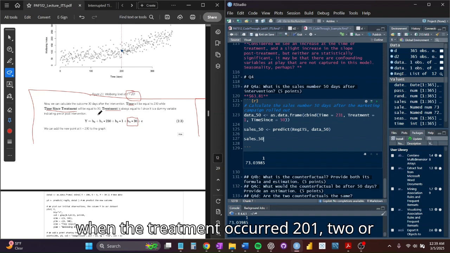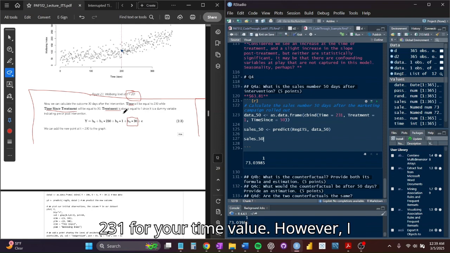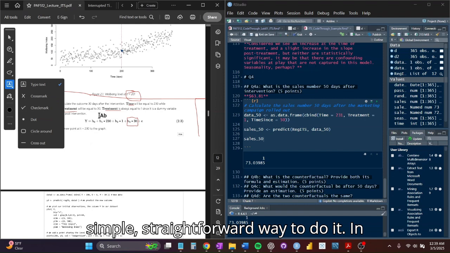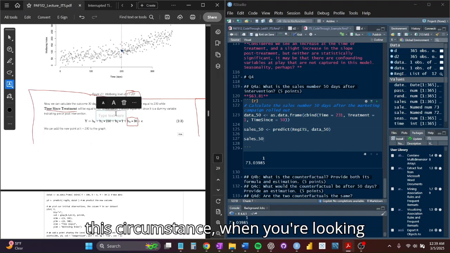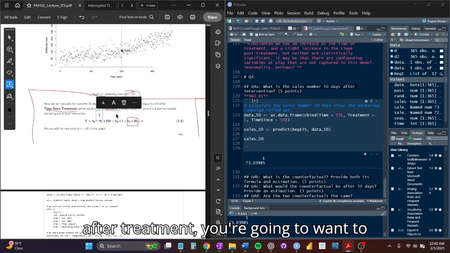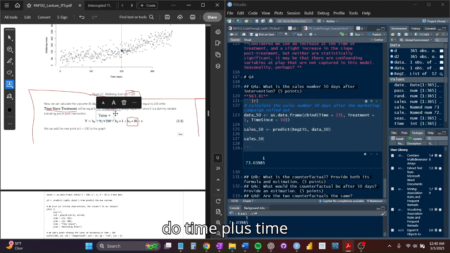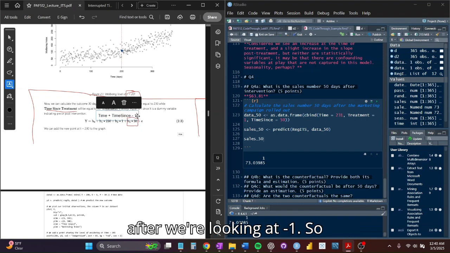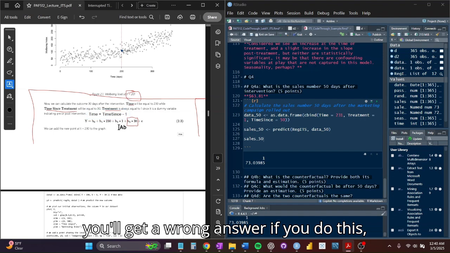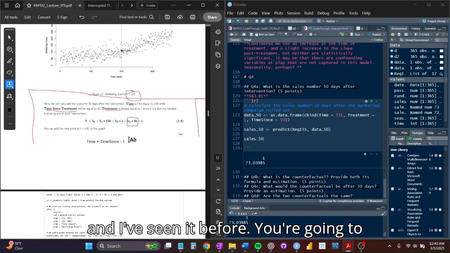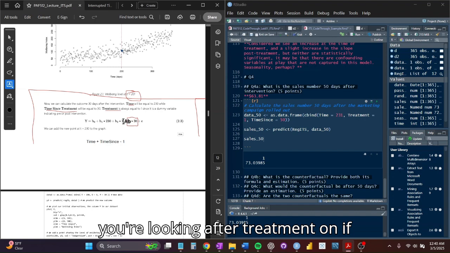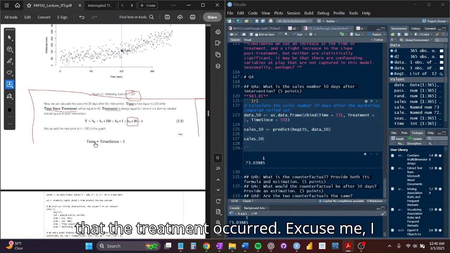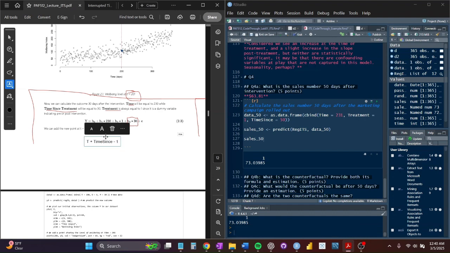201, 30 days after, you may think 231 for your time value. However, I want you to remember the most simple, straightforward way to do it. In this circumstance, when you're looking into the future for how many days after treatment, you're going to want to do time plus time since, in this case, the number of days after we're looking at, minus 1. So instead of getting mixed up, because you'll get a wrong answer if you do this, and I've seen it before, you're going to want to put the time since, the days you're looking after, treatment on if we're looking for the predicted value here, and then the time that the treatment occurred, excuse me, I should clarify that, treatment day.